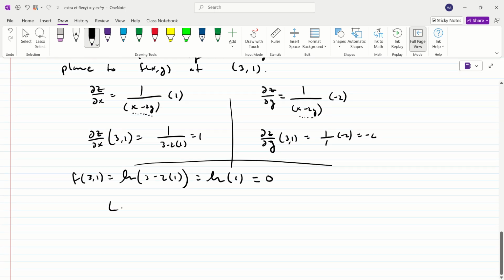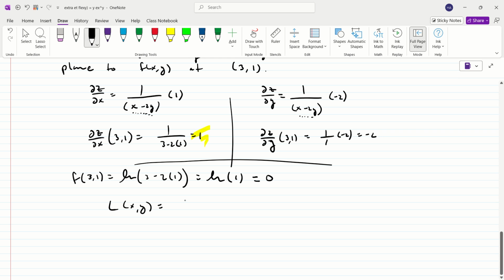So the linearization of our function is equal to 1 times x minus the x coordinate that you're centering this analysis at, which is 3, plus negative 2 times y minus the y coordinate that you're centering this analysis at, which is 1, plus your function at 3, 1, which is 0.